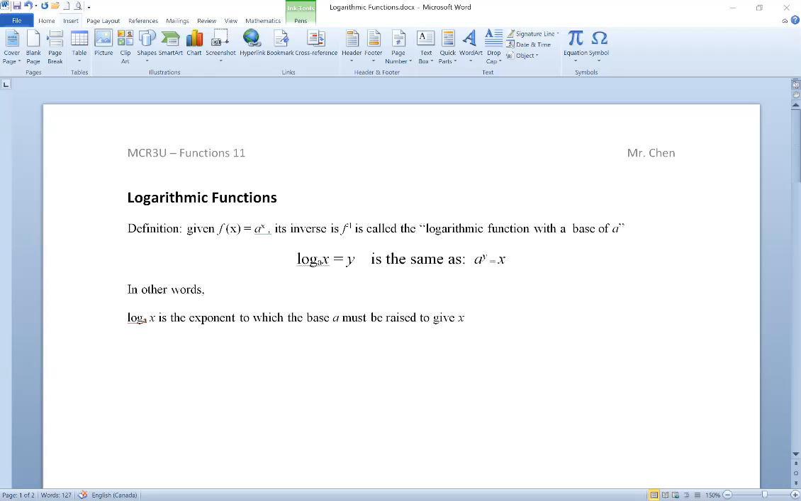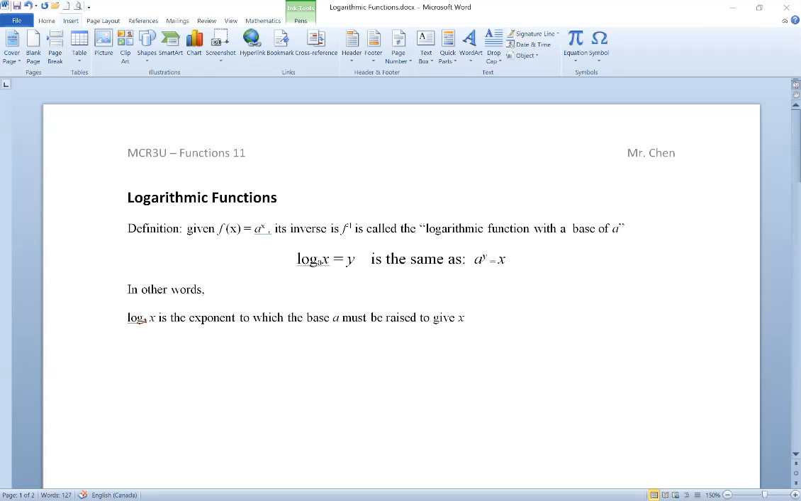And this is a fast way, and some of you actually might find this useful, especially next year in grade 12. So let's talk about, first of all, what logarithmic functions are. The definition is given that for an exponential function, a to the x, its inverse is called the logarithmic function with a base of a. So that's what that is. So what you're seeing right now is a new mathematical operation called logarithms, or log for short, L-O-G.